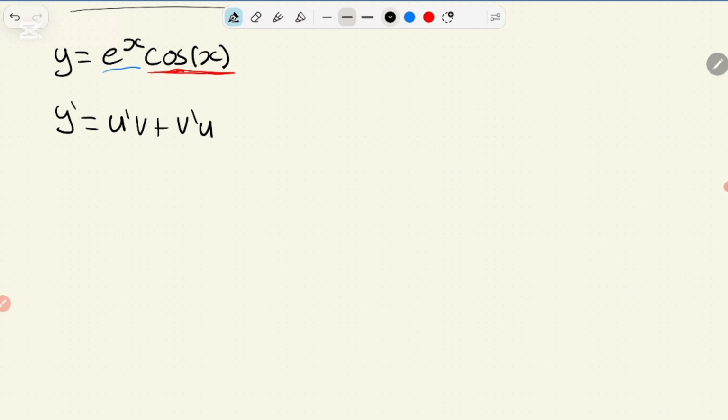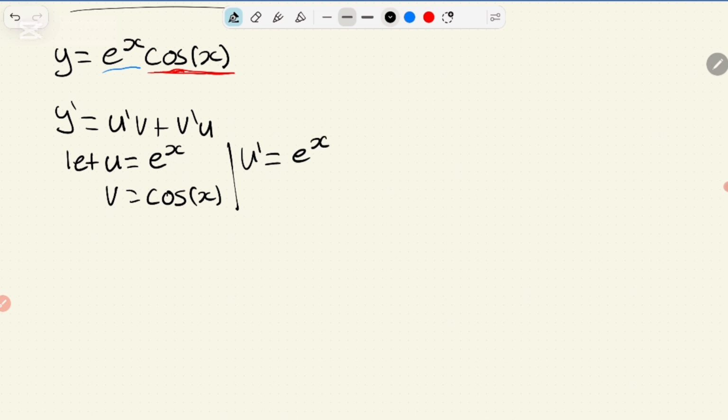All right, now we make our allocation. So let u equal e to the x, and then v equal cos of x. And these can be whichever way, it doesn't matter. Now we need our u dash, which is the derivative of u, and the derivative of e to the x is simply e to the x. That one doesn't change, that's a special case. And then we've got v dash, which is the derivative of v, which is negative sine of x.